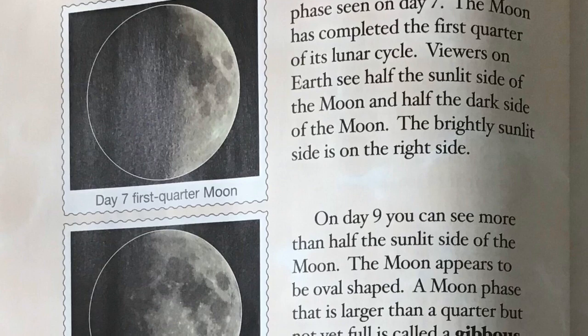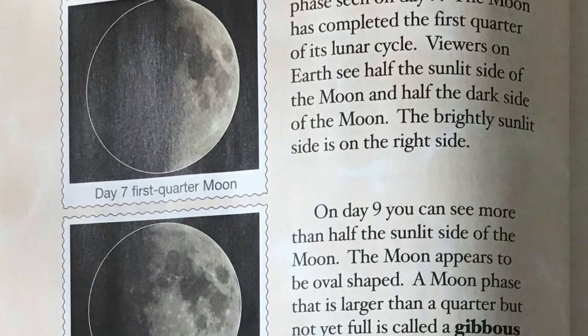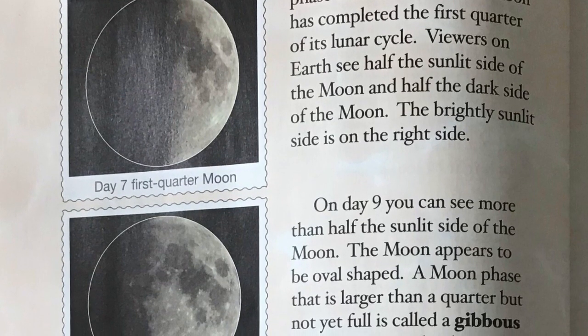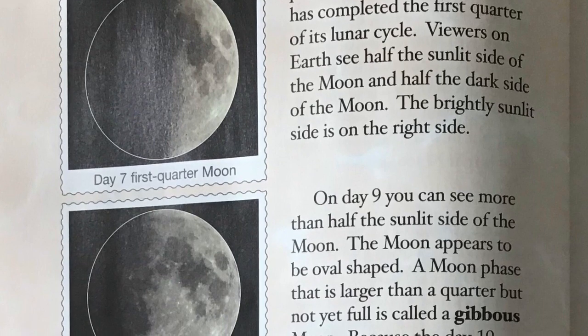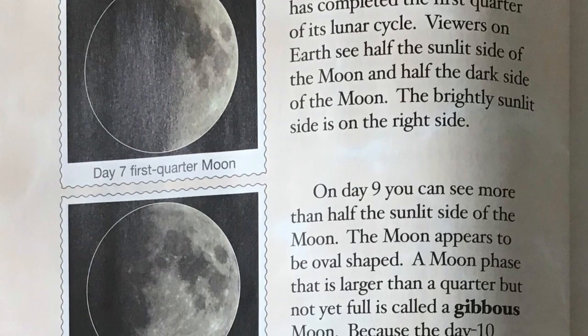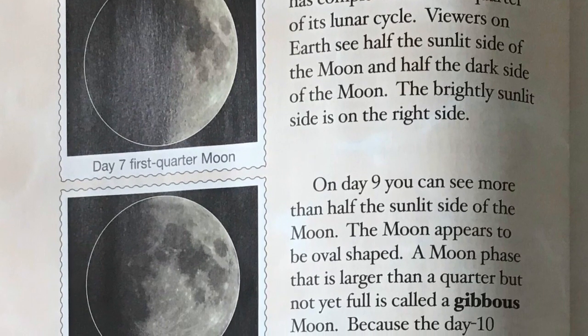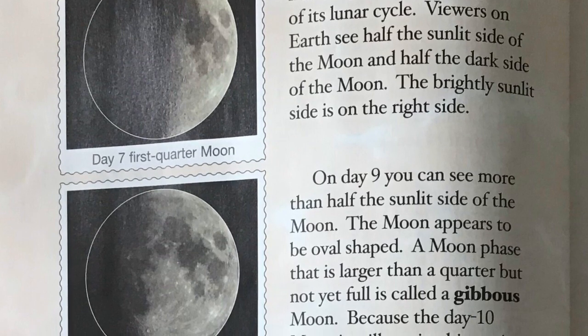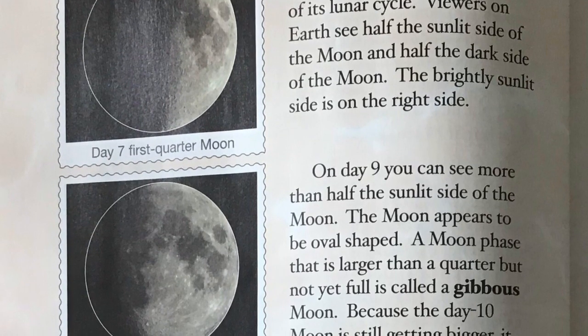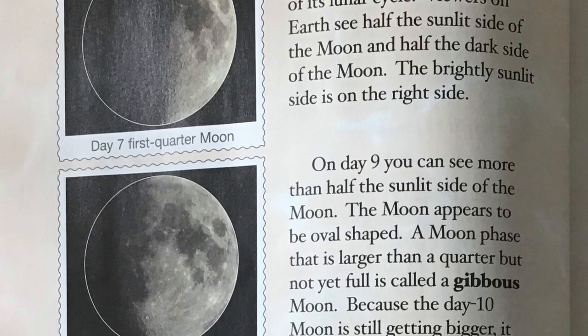On day 9, you can see more than half of the sunlit side of the moon. The moon appears to be an oval shape. The moon phase that is larger than a quarter but not yet full is called a gibbous moon. Because the day 10 moon is still getting bigger, it's a waxing gibbous moon.